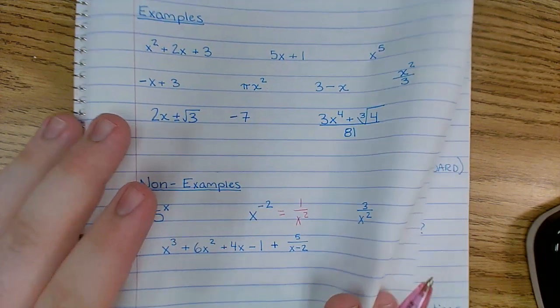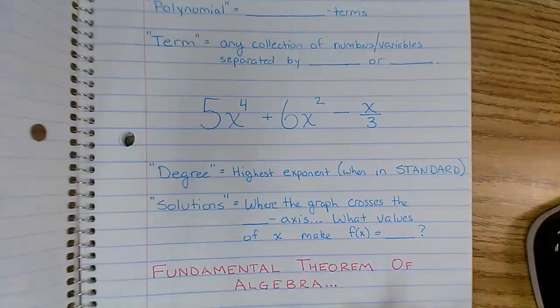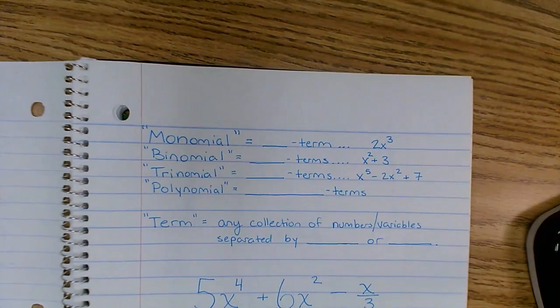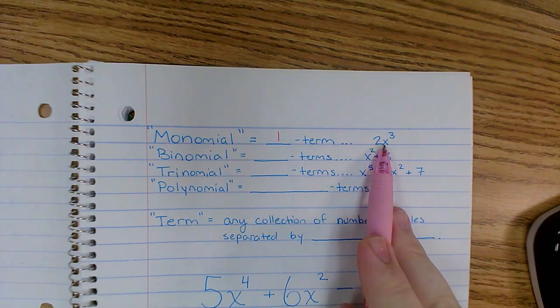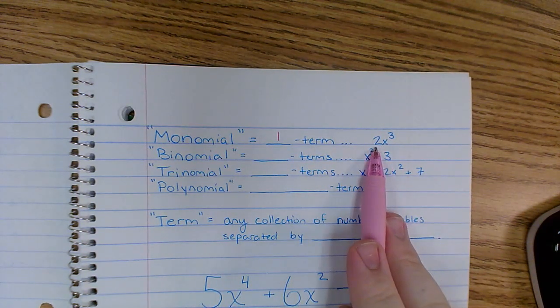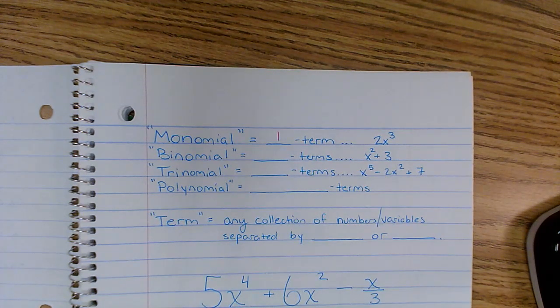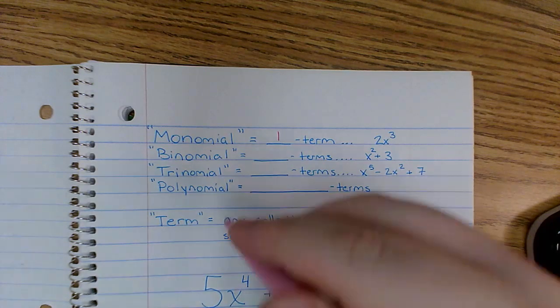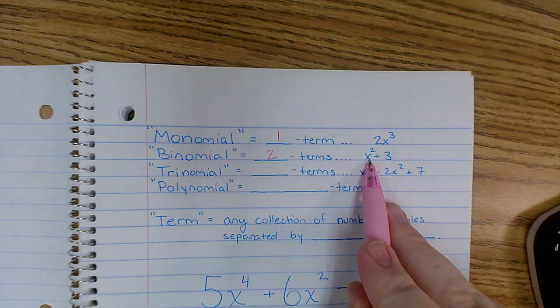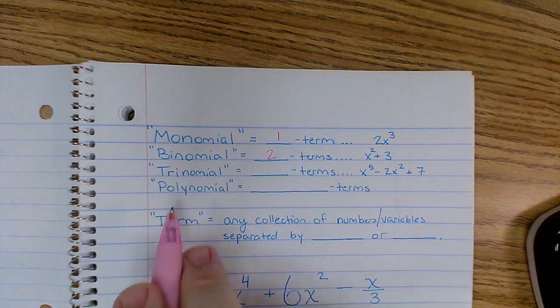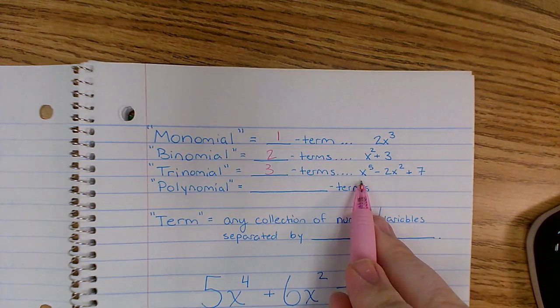Let's get some more vocabulary in. A monomial just has one term. A lot of people don't think of things like 2x cubed, that is a term, as polynomials. Really, they are because they fit the definition, but it still counts. Binomial, bi means two, two terms. Notice the terms are separated by addition or subtraction. Trinomial, 3 terms, something like this.